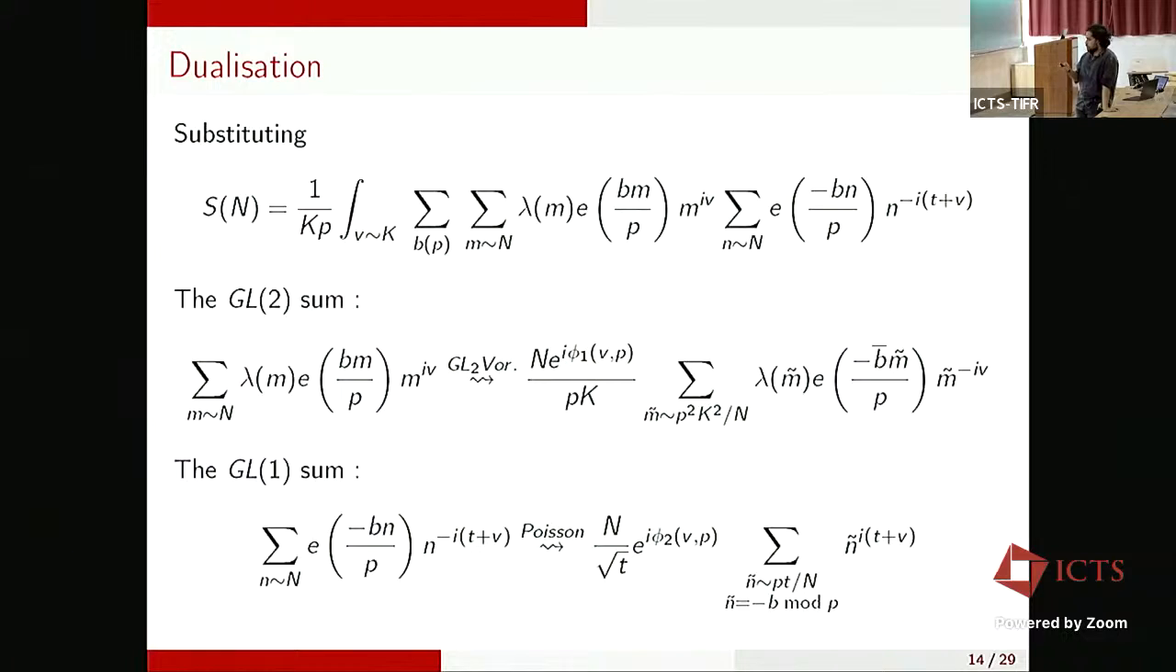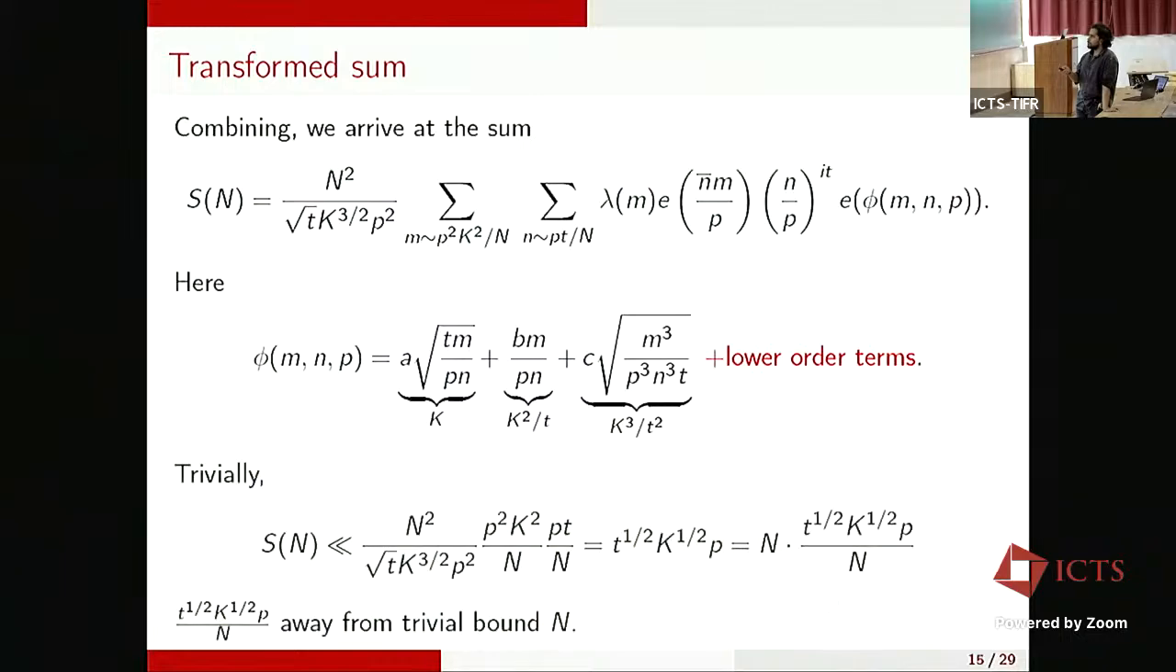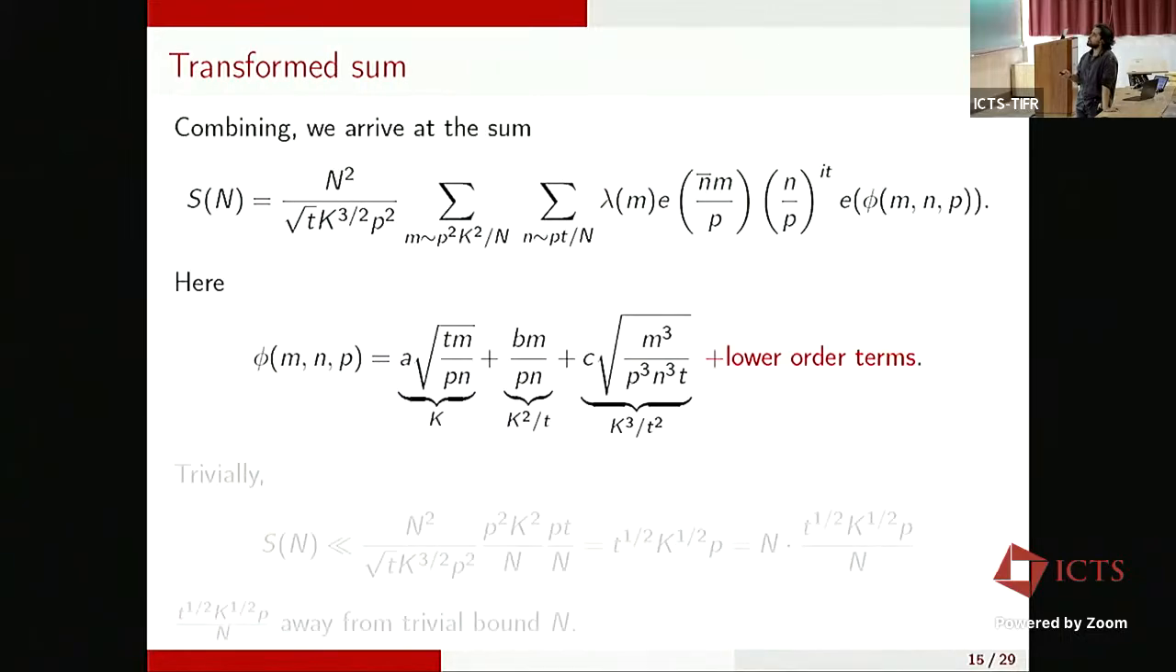Now we substitute this transformation and arrive at the following. So we have these normalizing factors, the dual GL2 sum, the dual GL1 sum. The final character gets transformed into this additive character e of n bar m by p, and we have this twist by n by p power it. We also have another analytic twist, e of phi, where phi will be important to us. Phi roughly looks like this.